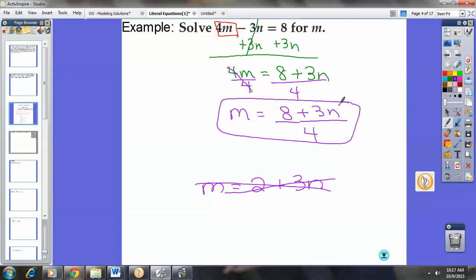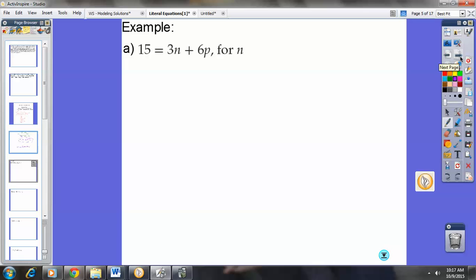We're still solving equations the same way as before. We just have multiple variables. We're not going to get a number answer. It's going to be an expression that we're solving. All right, so in this example, we have 15 equals 3n plus 6p. We're solving for n.